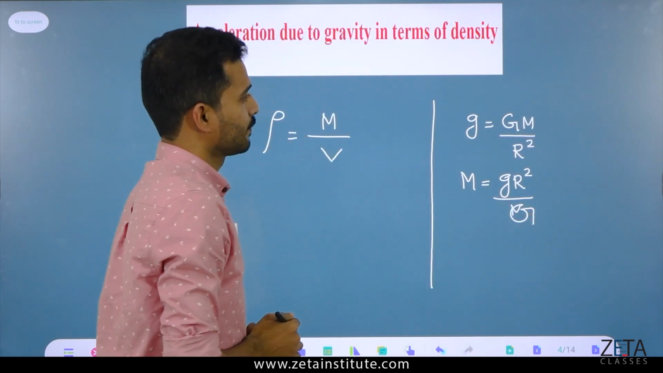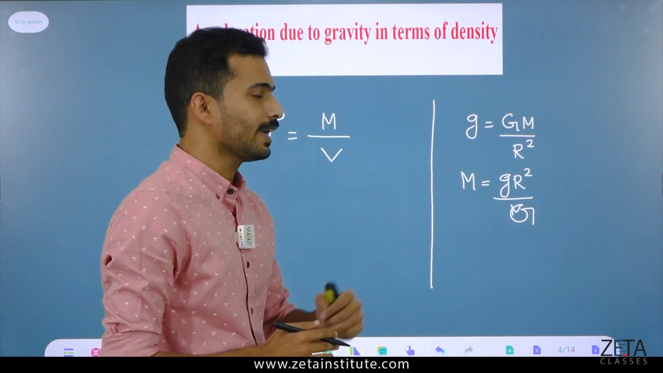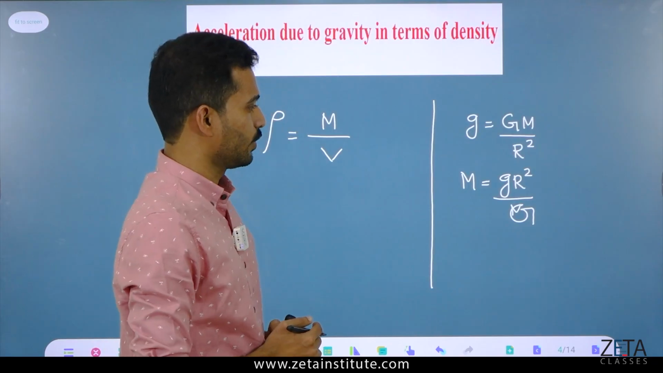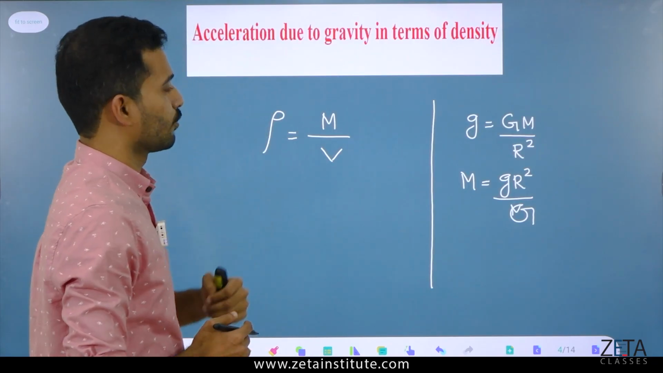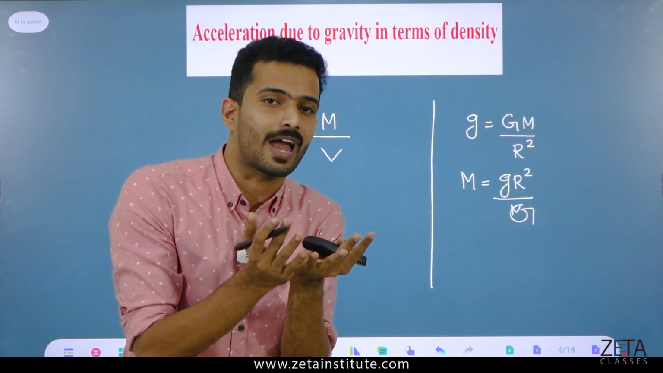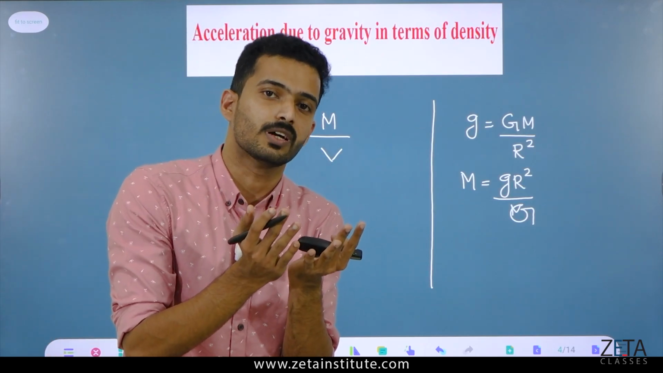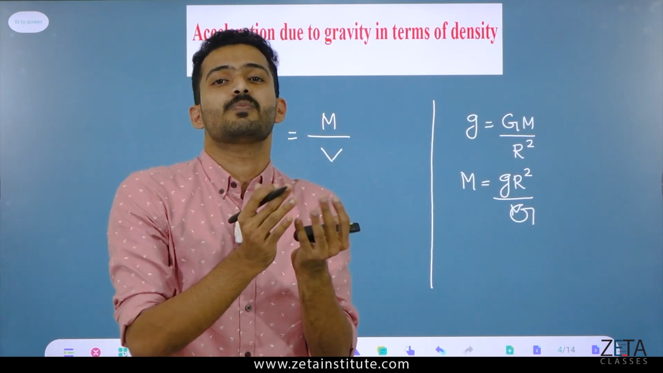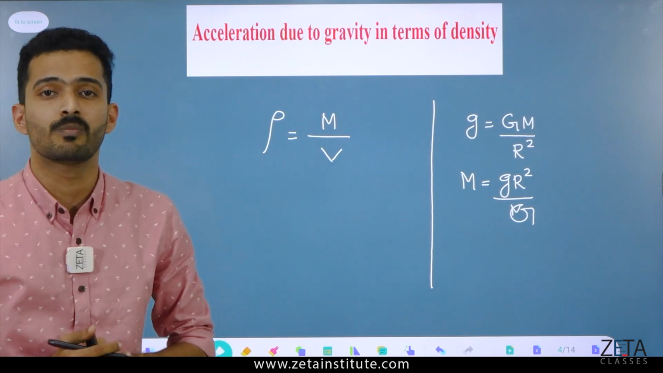M is given by g R square divided by G. So we got the value of M. So we are considering Earth as a perfect sphere. Actually, it is not a perfect sphere, but here we are considering Earth as a perfect sphere having uniform density.